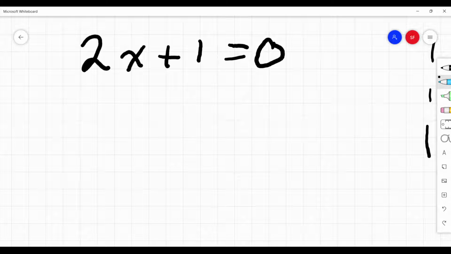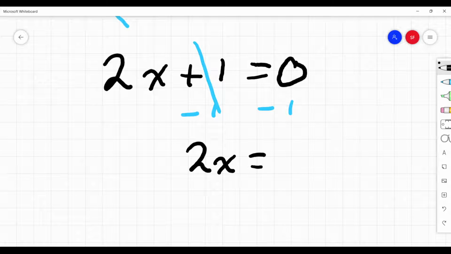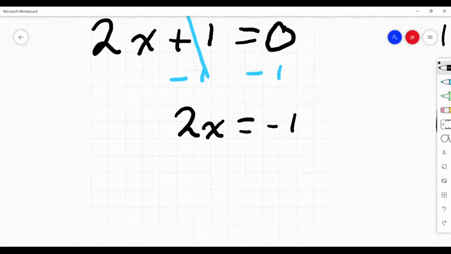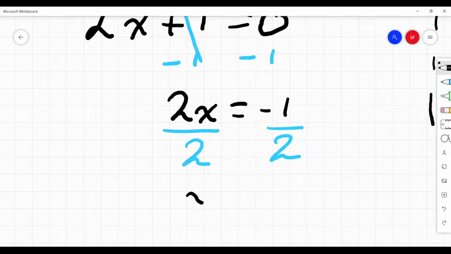What should we do on this guy? Subtract 1. And then divide by 2. x equals -1/2. Yes, it does.